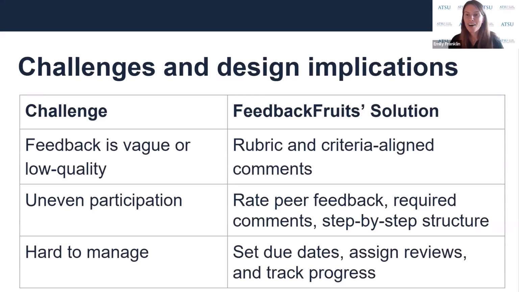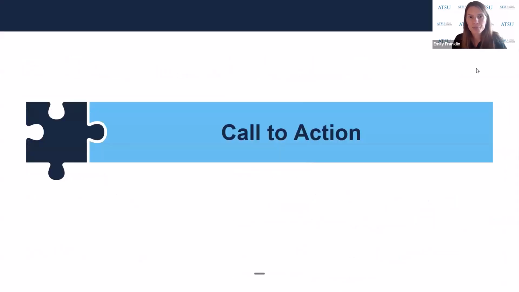We saw at the beginning of the session today some challenges with peer review. So I hope you see how Feedback Fruits provided some solutions to those, that it gives you the opportunity to clearly align a submission with a rubric and criteria that can guide students in their feedback. It also allows peers to rate each other's feedback and allows you to set requirements for providing comments to each other. And it lists step by step what students are to complete and organizes the logistics quite smoothly for us.